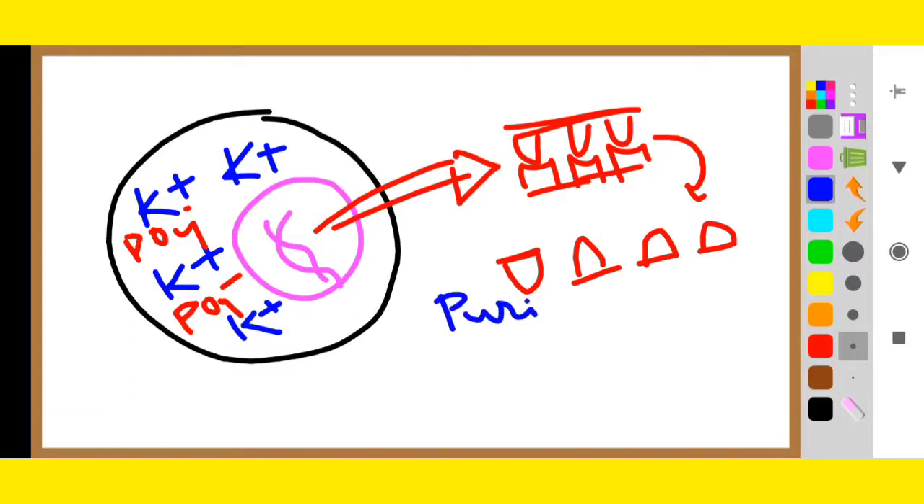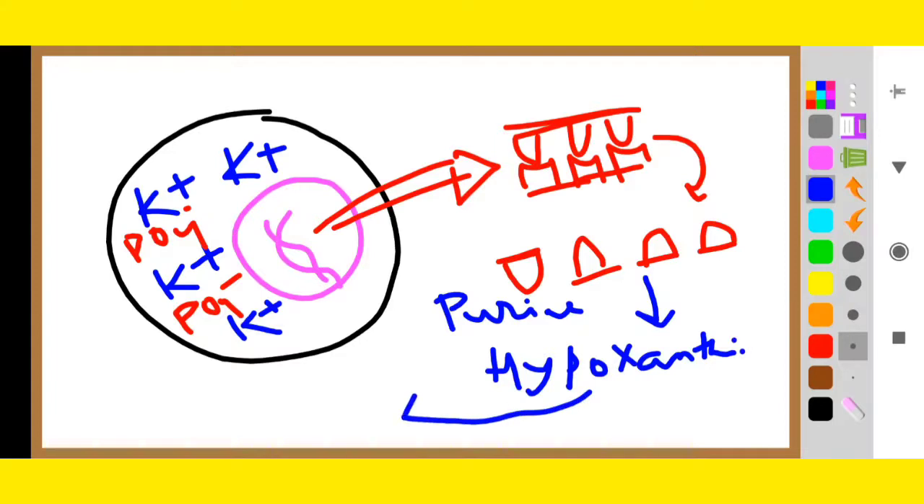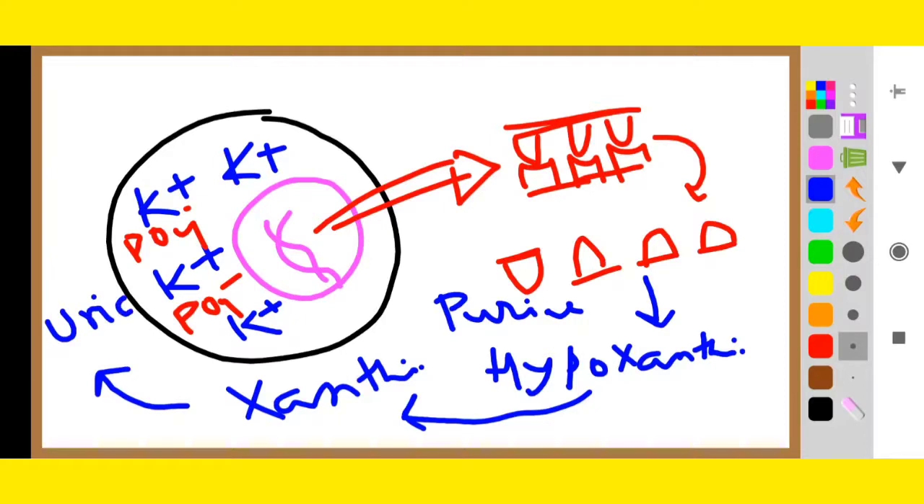These are the purines. So when you destroy these purines, actually you get hypoxanthine. So you get hypoxanthine, and from hypoxanthine you can produce xanthine. And from xanthine you can produce uric acid. The end product is uric acid.